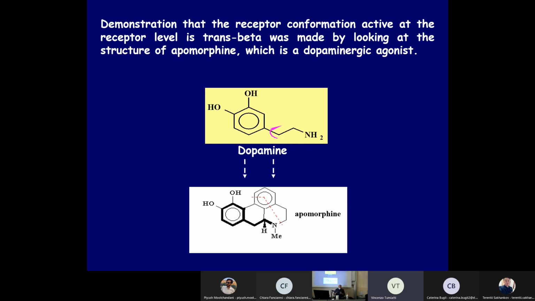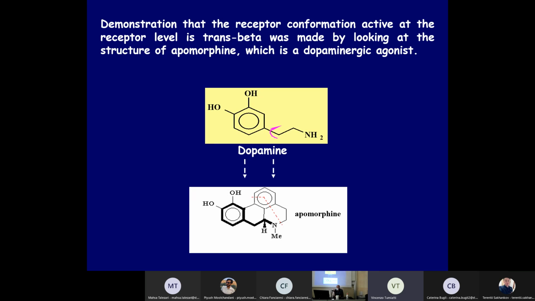So you have seen the importance of conformational isomerism in medicinal chemistry, because this type of investigation can contribute to the design of more potent agonists of endogenous neurotransmitters. And apomorphine is one of the main drugs used for the treatment of Parkinson's disease.